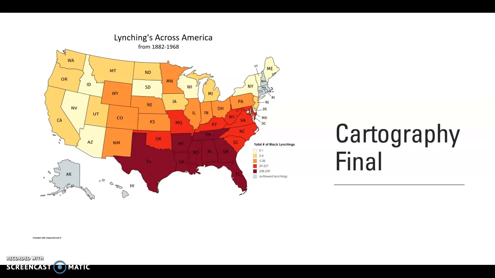Hello there, my name is Nathan Ironmonger, and for my cartography final, I decided to make a map on the lynchings across America from the years of 1882 to 1968.